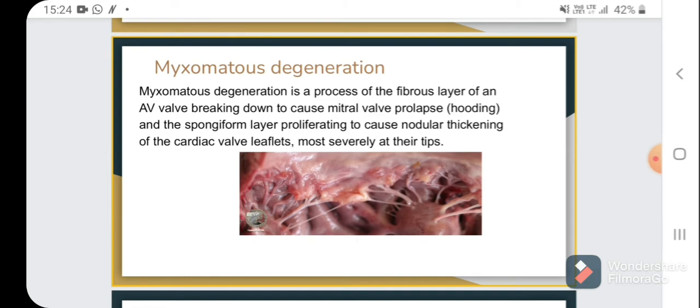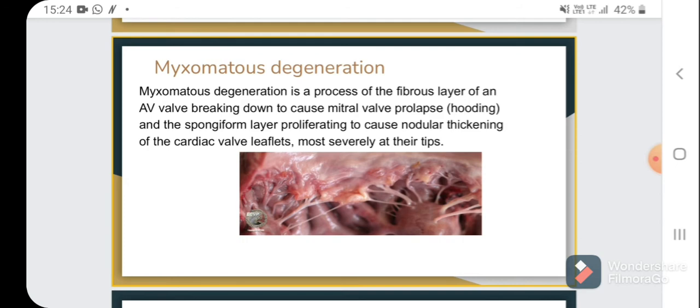For your kind information, the composition of mucus is water, ions, proteins, glycoproteins, lipids, and glycosaminoglycans. And as we have previously discussed, the spongiform layer is mainly proteoglycans and glycosaminoglycans. So it is the composition of mucus. So the name myxomatous is given to the haphazard proliferation of the spongiform layer.